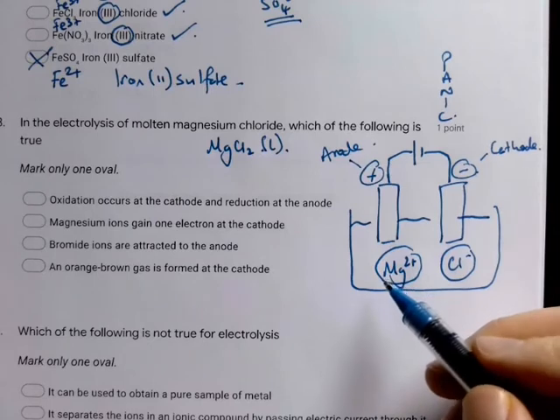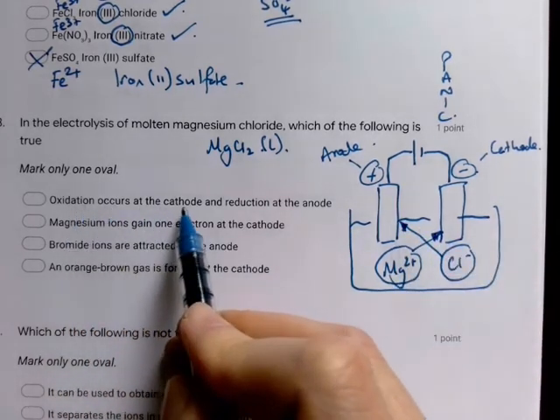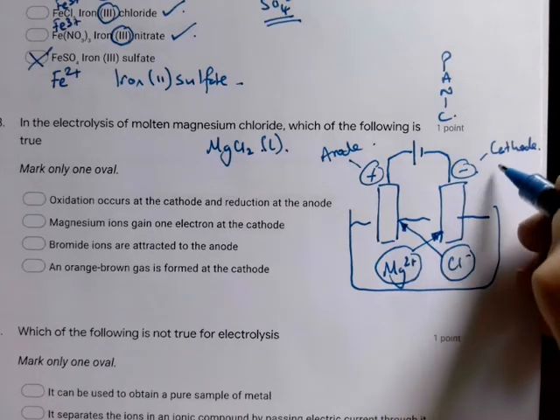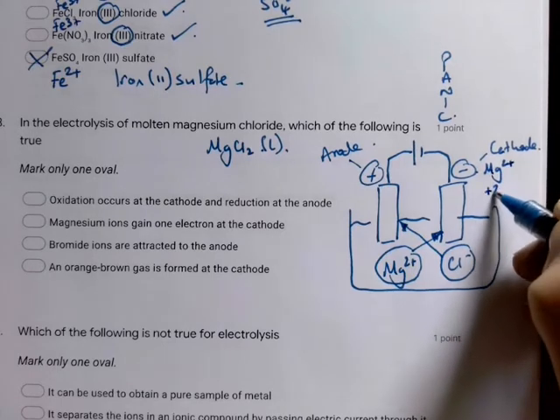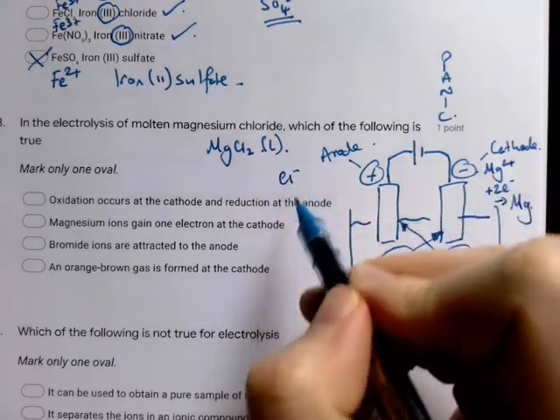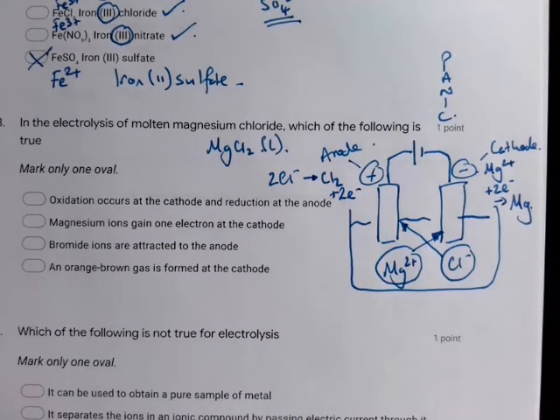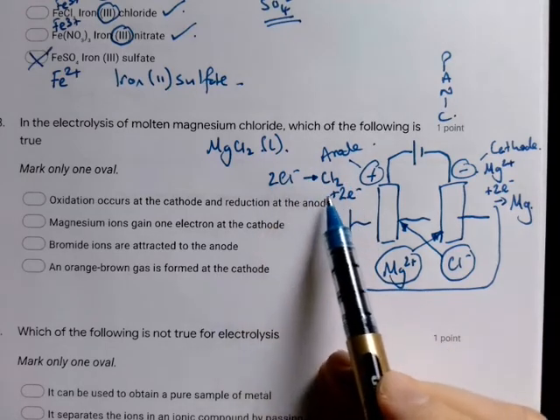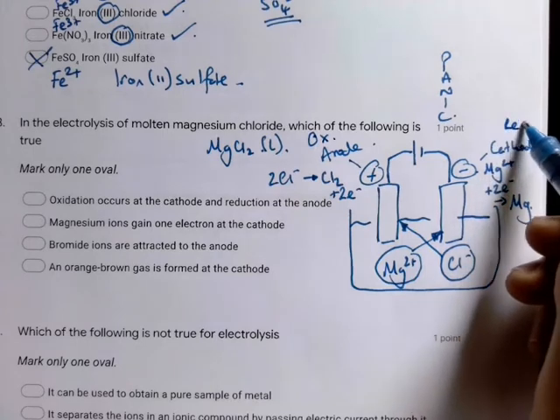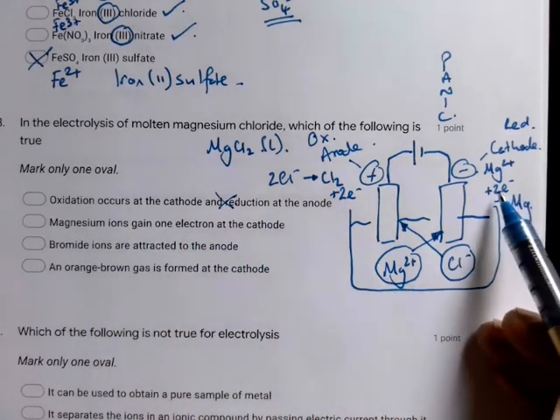Now the cations are attracted to the cathode, and the anions are attracted to the anode. Oxidation occurs at the cathode and reduction at the anode? Well, at the cathode, I'm going to have Mg2+ coming over here, so Mg2+ plus 2e minus gives me Mg. And at the anode, I'm going to have Cl minus forming Cl2, so I need two of those, giving 2Cl minus goes to Cl2 plus 2e minus. So this is oxidation, because it's losing electrons. This is reduction, because it's gaining electrons. So we're having oxidation over here, reduction over here. Oxidation occurs at the cathode, reduction at the anode. No, that's not right. Magnesium ions gain one electron at the cathode. No, they don't. They gain 2 electrons at the cathode.